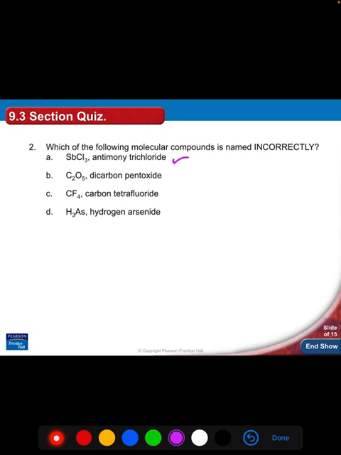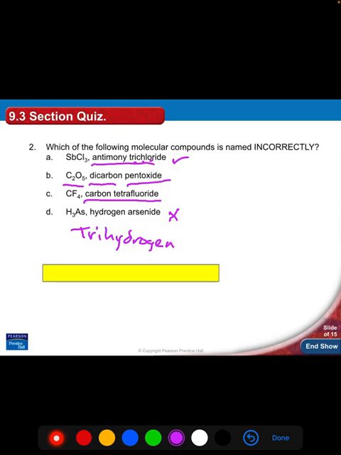So, see, we didn't say monoantimony trichloride because the mono here is understood in the first example. But here, when we have 2 carbons and 5 oxygens, it's dicarbon pentoxide. Carbon tetrafluoride would be CF4. And so this one, since the other 3 are correct, must be wrong. Let's see. Hydrogen arsenide. So this should be trihydrogen arsenide. And anything above mono, of course, is not understood.